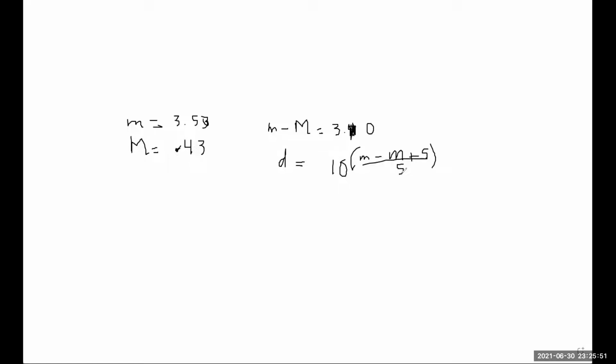So what's that going to be now? 10 to the power, m minus M is 3.1 plus 5, over 5. And what is that equal to? 10 to the power 3.6 over 5. And that will give you the answer in parsecs. So let's do that on the calculator.